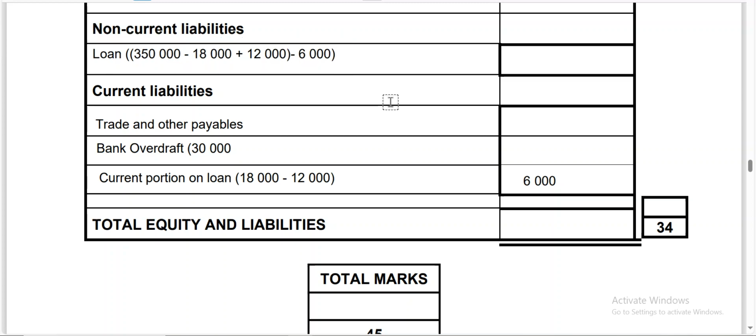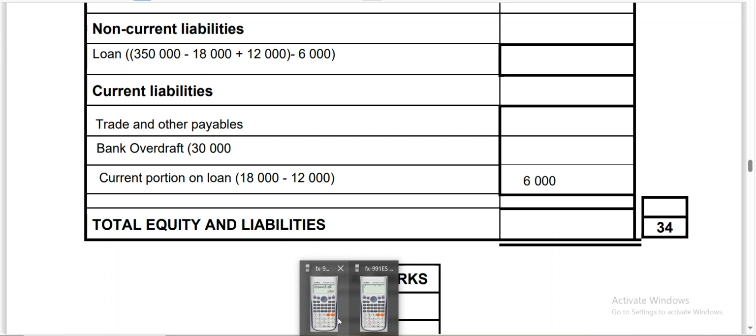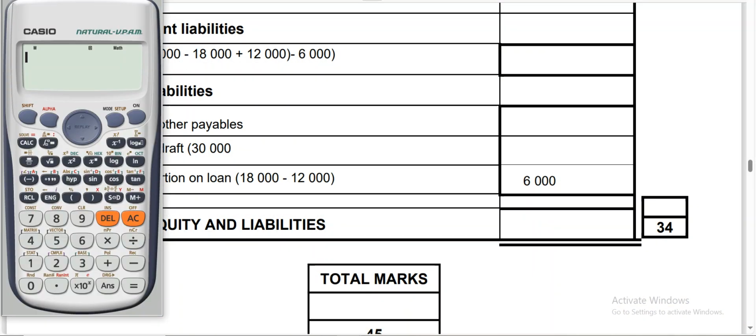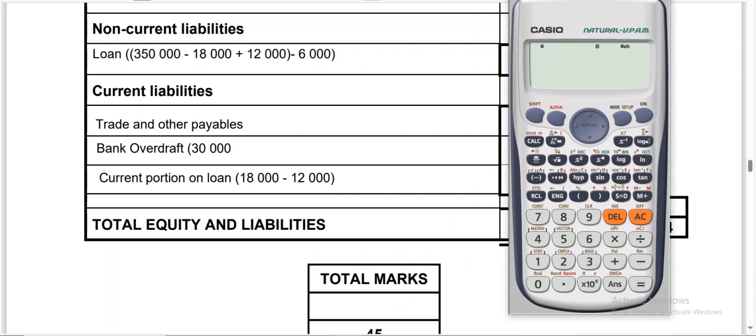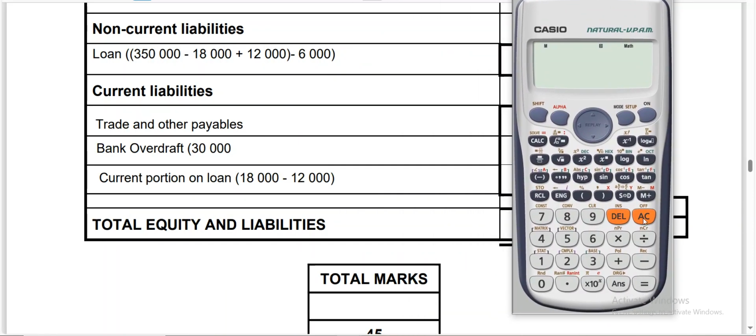So let's quickly do it on the side and see how much we are going to get. So use the brackets like I've shown you. It's going to help you to get accurate answers for a complicated answer like this. So I'm going to open the first bracket and then open the second one.